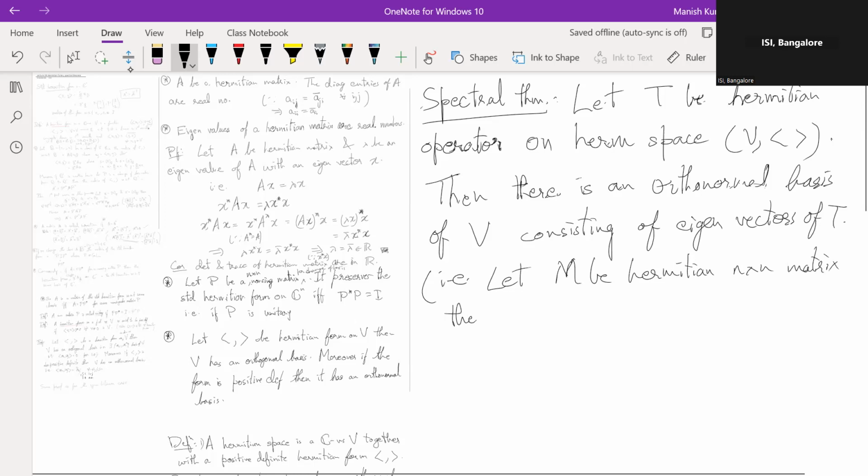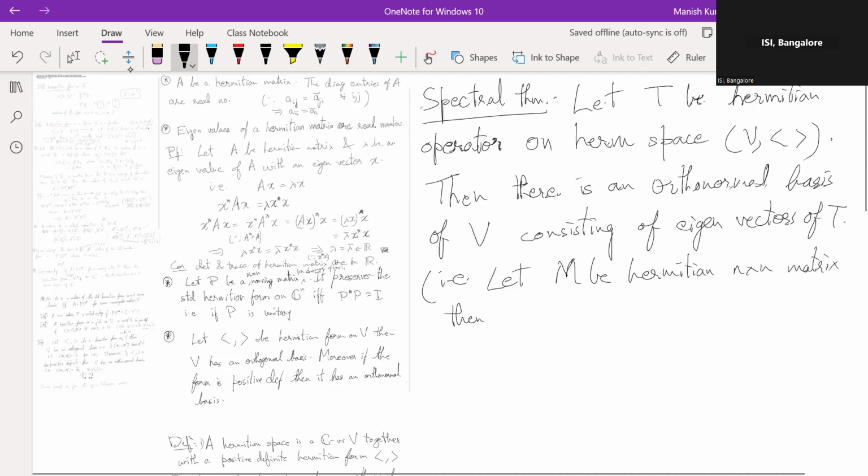Then it's diagonalizable. In fact, what it says is that there is an orthonormal basis of Cn consisting of eigenvectors of T. So if you change to this new orthonormal basis, the change of basis matrix is going to be a unitary matrix, right? Because from the identity, you are changing into another orthonormal basis.